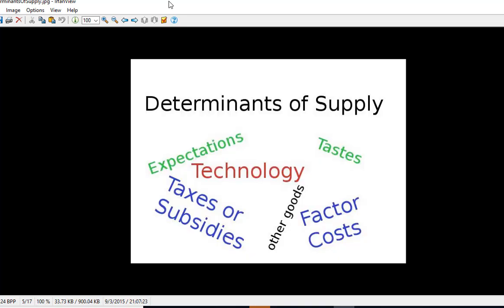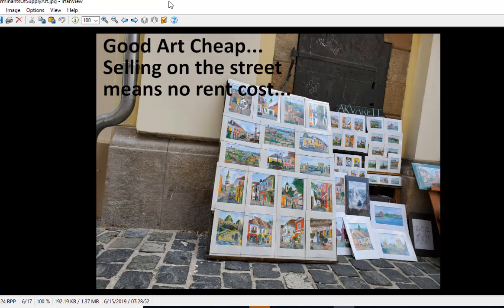Now when it comes to supply, the most important things are technology and factor costs, the cost of the goods that you buy to manufacture the item. So grain would be used to make bread, as an example. Grapes would be used to make wine. And the technology is usually what's going to allow that to come in at cheaper prices.